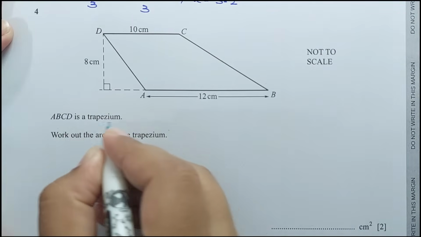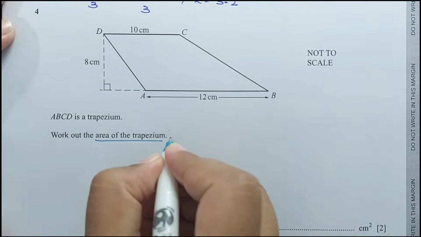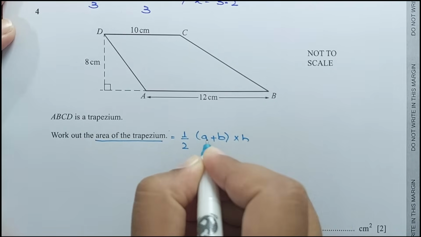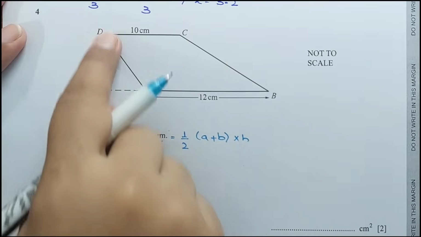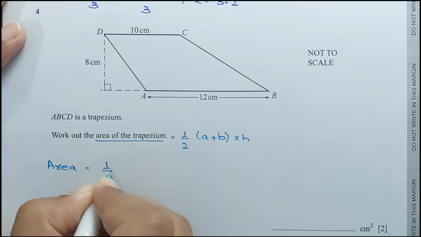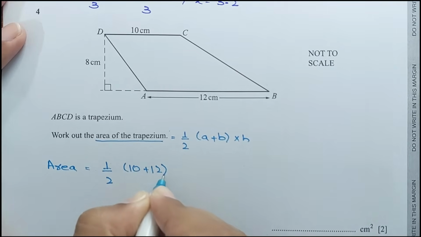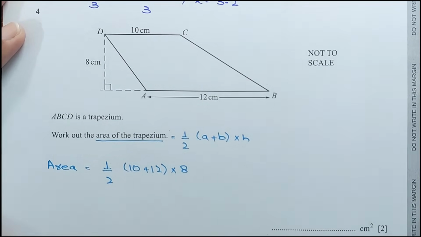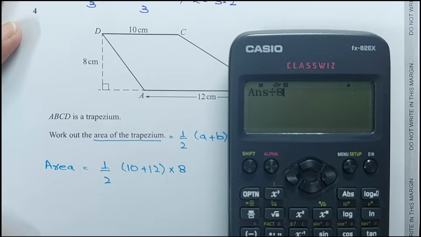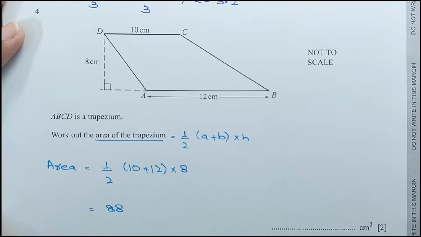Question number 4, ABCD is a trapezium. Work out the area of the trapezium. Okay, the area of a trapezium is half times (a plus b) multiplied by the height. What are a and b? They are the parallel sides, and this is the height of the trapezium. The two parallel sides are 10 and 12, so we add them up, 10 plus 12, and multiply by the height, which is 8, then divide by 2. So the area is 88 centimeters squared.